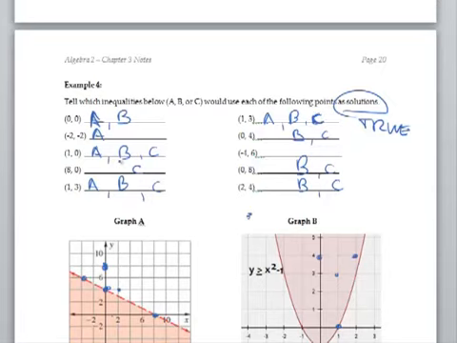So there are your answers if you want to see, looking at your graphs and double checking on your notes, which points would work.